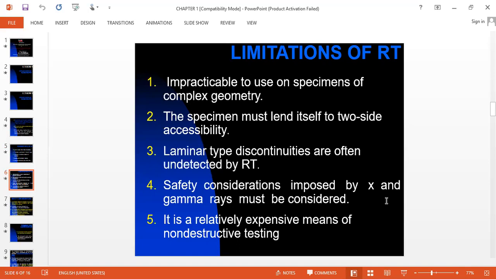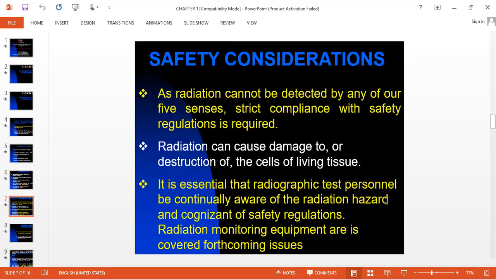Safety consideration also: X-ray and gamma ray both are ionizing radiation, so it is harmful to our body, harmful to human tissues. It is a relatively expensive means of non-destructive testing because the initial cost is high, because the cost of X-ray machine and gamma ray source is high as compared to other methods. Safety considerations are also there, as radiation cannot be detected by any of our five senses. Strict compliance with safety regulations is required.